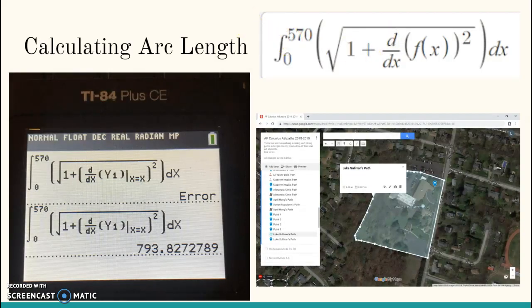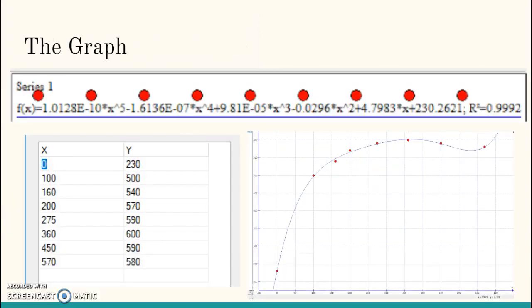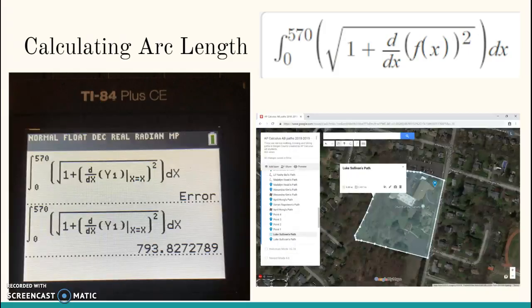Then I began to calculate the arc length. I did this using the arc length formula, seen right here, and after crashing several graphing calculator websites, I was able to borrow a graphing calculator and plugged in right here, as you can see. If we go back to the previous slide, the last x-coordinate that I had was 570, so I took it from 0 to 570. So that was our integrand.